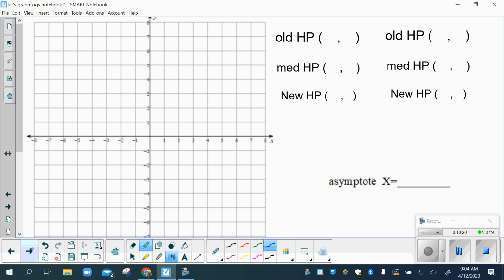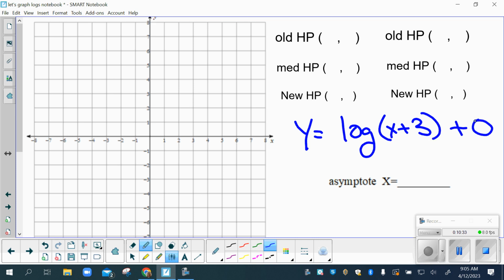Okay. Here comes our new one. Y equals log x plus 3 plus 0. This is gonna be crazy. Okay. So here's what's gonna happen. The pattern is the same. The stuff in the parentheses is going to move us side to side, opposite, naughty, and the stuff on the outside is going to move us up and down.